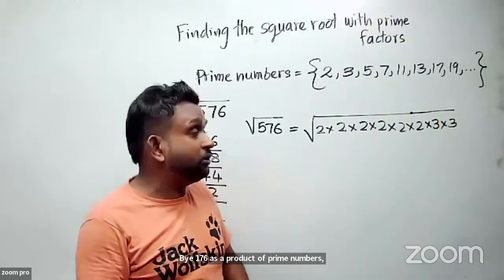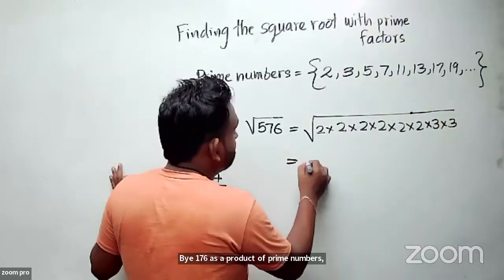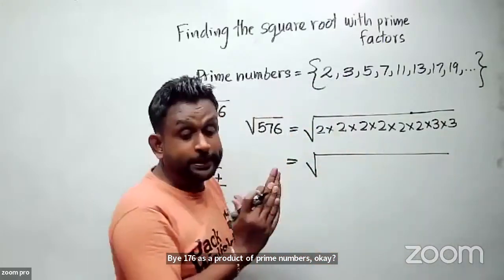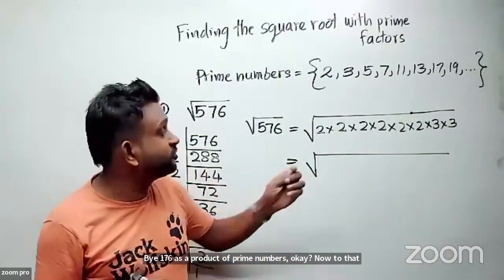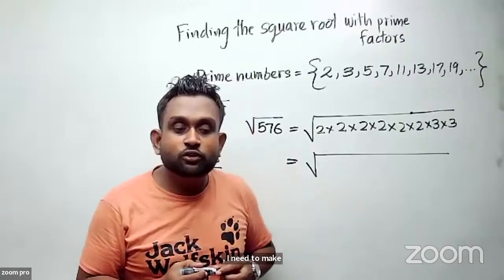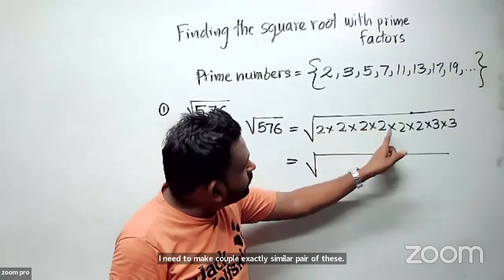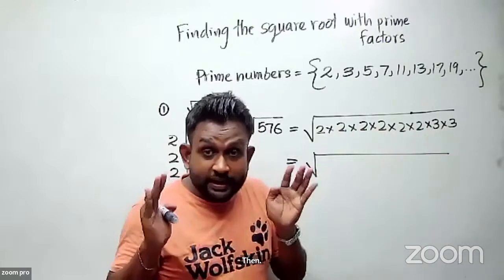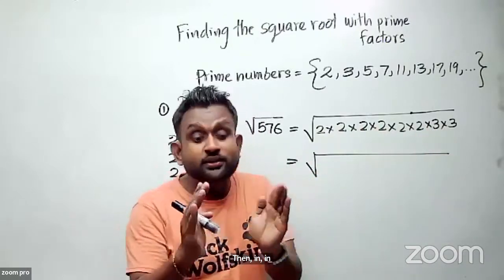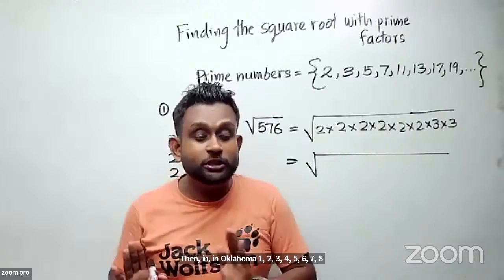Okay. Now, son, I need to make a couple of exactly similar pairs of these products. What we have to do is take all of these, 1, 2, 3, 4, 5, 6, 7, 8, these 8, and divide them into two equal piles as a product.